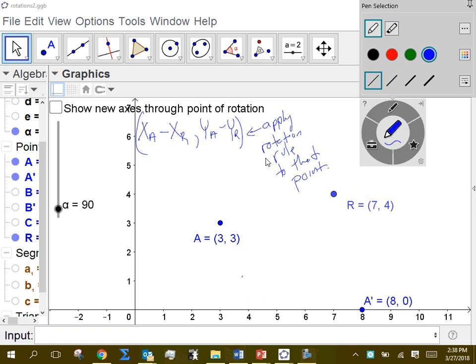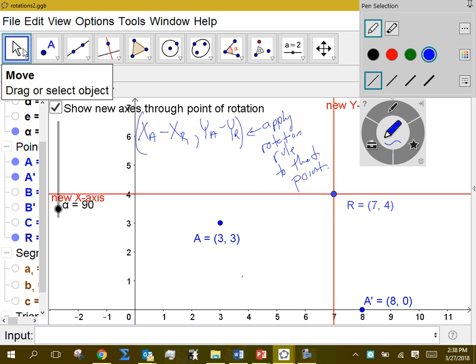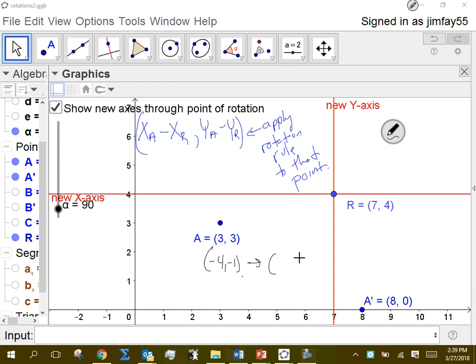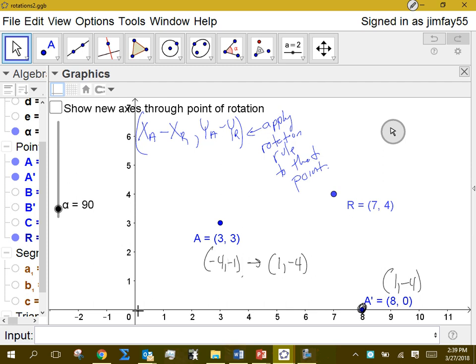And then you plot that point off of your rotation point. Looking at this one, we have -4, -1. We then apply our rule, and when we apply our rule of a 90-degree rotation, it's going to make it +1, -4. So I go +1 here, and then down -4. You see that's putting my point right there, correct? But that would have been, we're calling that 1, -4. GeoGebra is calling it 8, 0 because GeoGebra is labeling it off of these axes here, right?